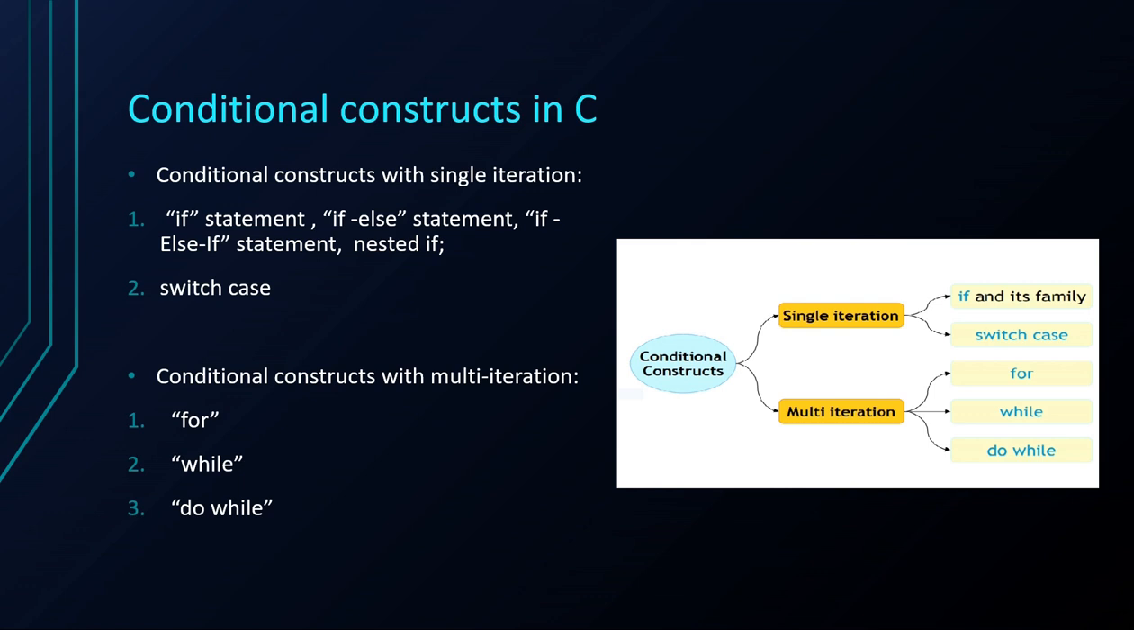In the if else statement, if the condition is satisfied, we'll execute the statement from the if block. If the condition is false, we'll execute the else statement. In the if else if statement, if the condition is true, we'll execute the statement from the if block. If the condition is false, we'll check for the else if condition. If the else if condition is false, we'll check for the else condition.